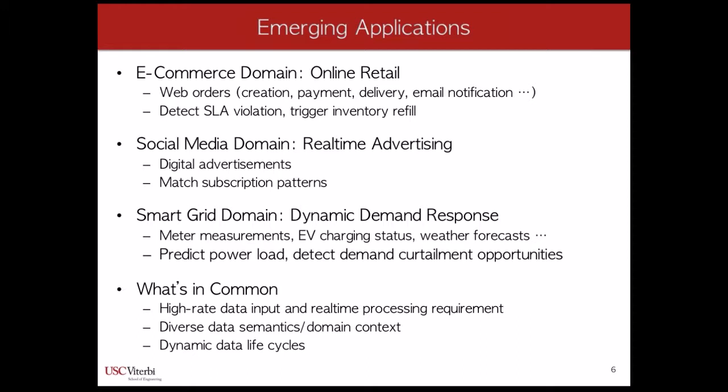Also, these applications have very diverse data semantics, and diverse users. For example, in online retail, web orders may be associated with different categories of product. And in smart grid, we have many different types of users who have different domain knowledge. They all want to define their applications for the power load and demand curtailment opportunities, but they don't have the same view of the domain.